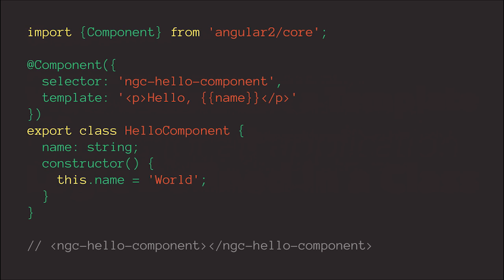Now, this decorator accepts several values. The most important ones that we care about right now are the selector and the template. So the selector is essentially the kind of ID that you can use in your markup to actually use this component. And then the template is just the raw markup that will be rendered out when this component is rendered. So at the bottom, you can see ngc-hello component tags that are used to render out this component inside your HTML.